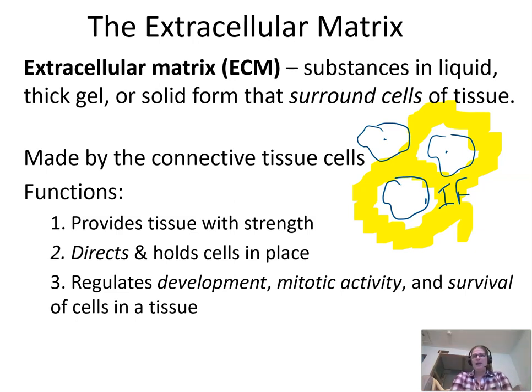So this extracellular matrix is the stuff that surrounds the cells. It can be a fluid, a liquid, it can be a gel, it can be a solid, but it surrounds cells. Extracellular. It's actually made by the cells, and this stuff is kind of like glue. It helps provide support and strength. It helps hold the cells in place, make sure they're going to the right areas. And it even has different chemicals to help maintain and develop, like some physiology things like mitosis and survival of cells.